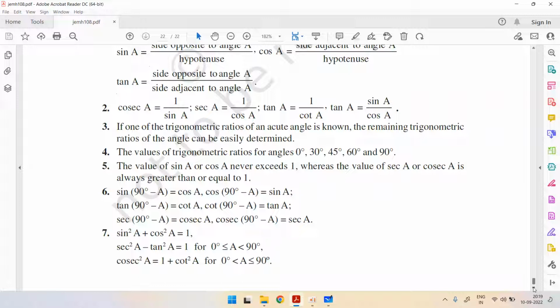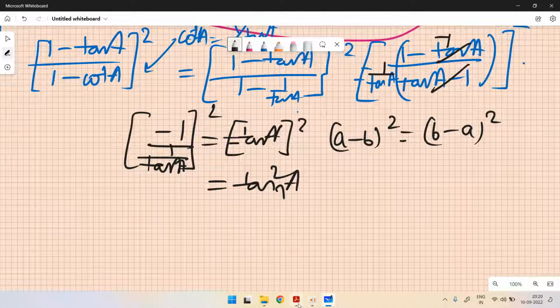Now seventh is sine square A plus cos square A is 1. This is sine square theta plus cos square theta is 1, and sec square theta minus tan square theta equals 1, and cosecant square theta equals 1 plus cot square theta, valid for A from 0 to 90 degrees. So I have solved this for you.